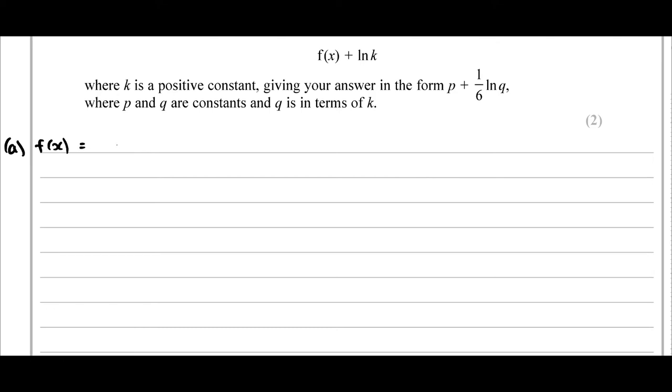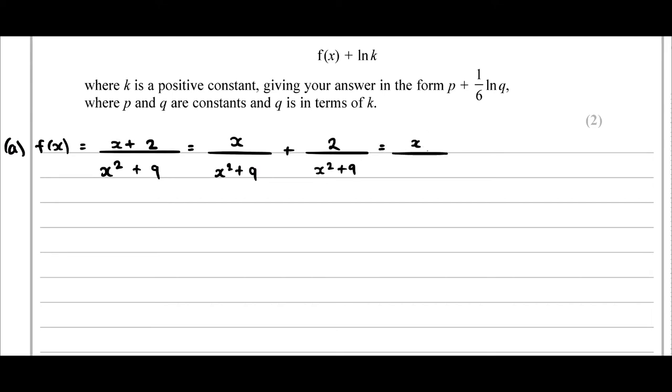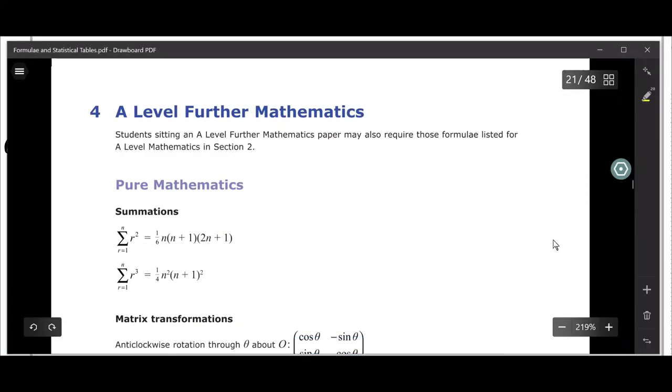Well, to do this question for part A, we have f of x, which is equal to (x plus 2) over (x squared plus 9), and we can rewrite this as x over (x squared plus 9) plus 2 over (x squared plus 9). And we can further rewrite this as x over (x squared plus 9), which we can find the integral of. And then we have 2 lots of 1 over (x squared plus 3 squared).